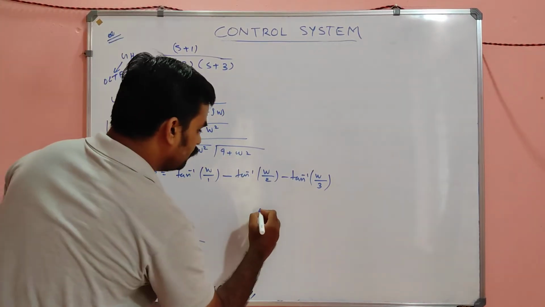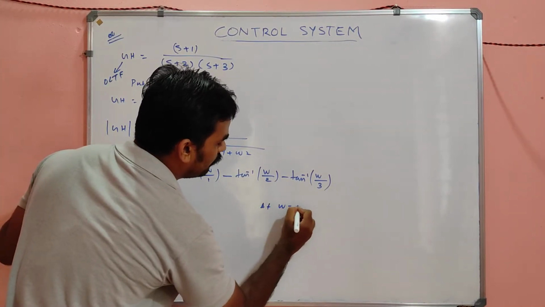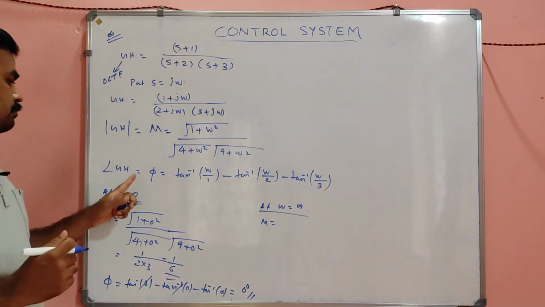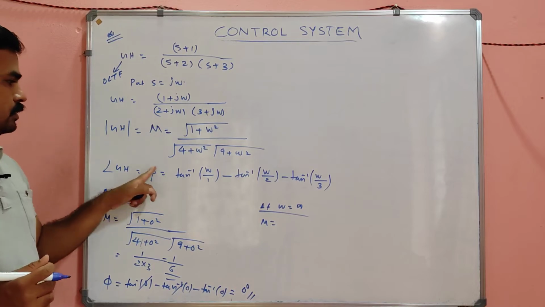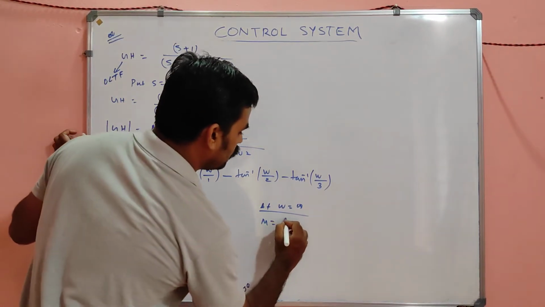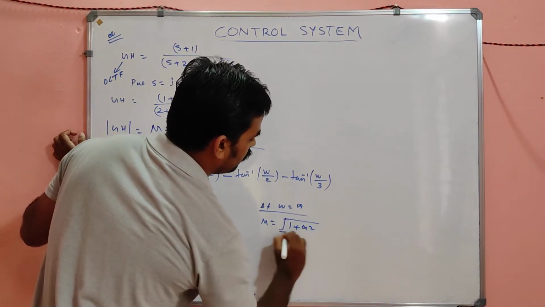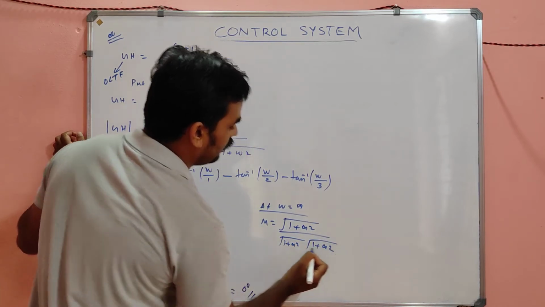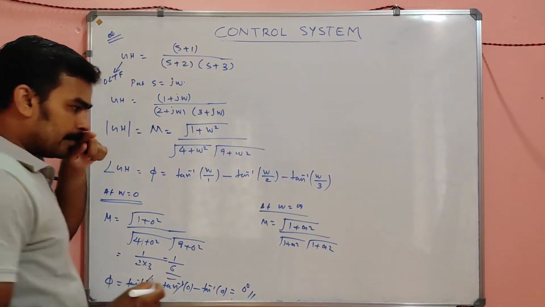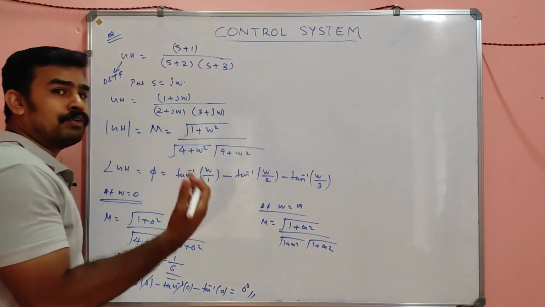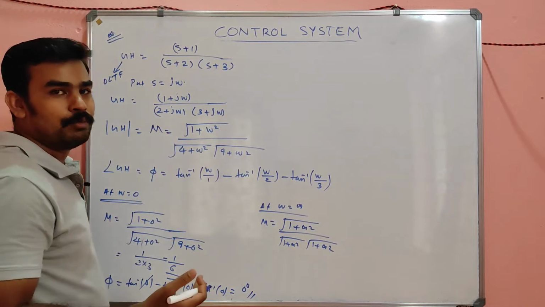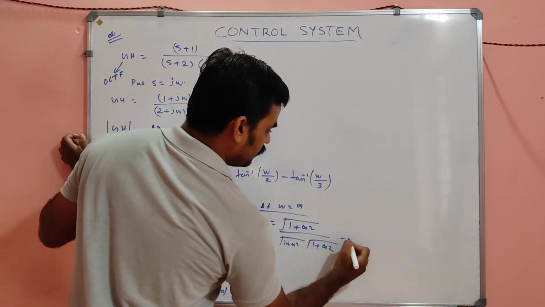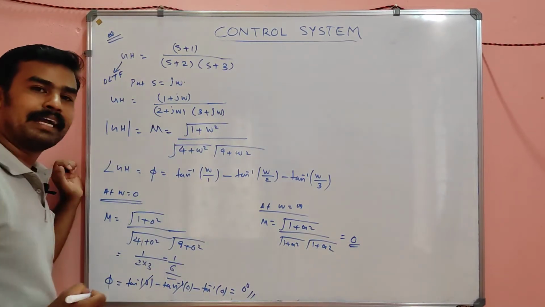Next, at omega equal to infinity, my dear, what is the magnitude? Substitute in this: root of 1 plus infinity square divided by root of 1 plus infinity square into root of 1 plus infinity square. Correct? So is the power of infinity higher in the numerator or the denominator? It is in the denominator. So 1 by infinity is what, my dear? 0. So magnitude will be 0.